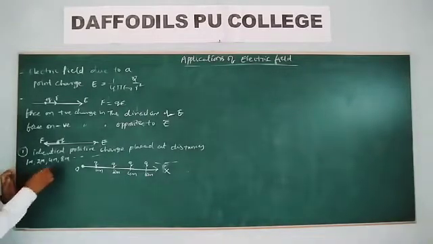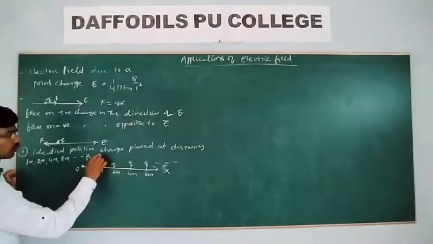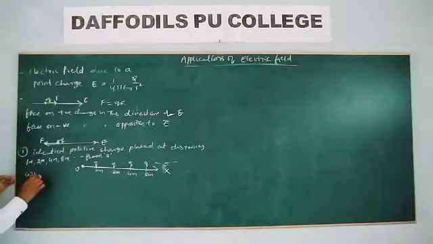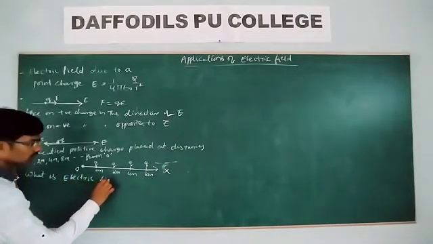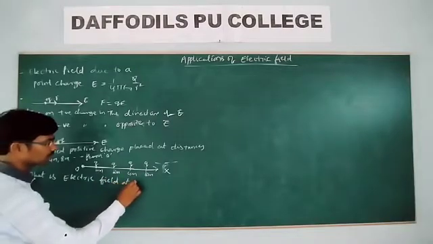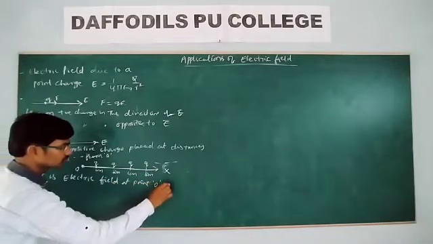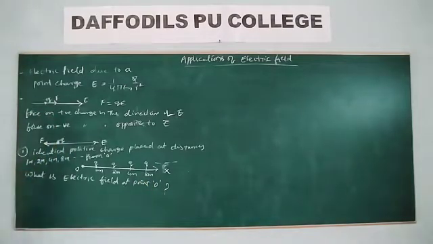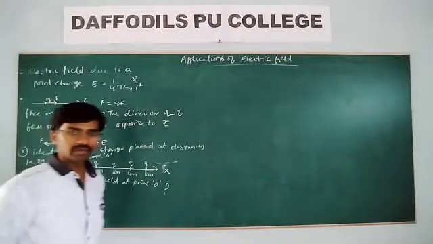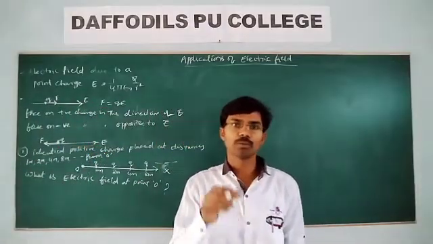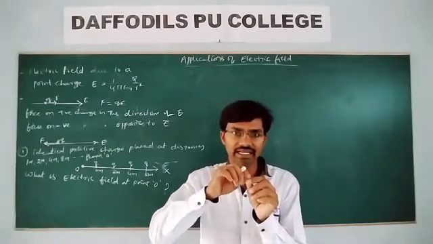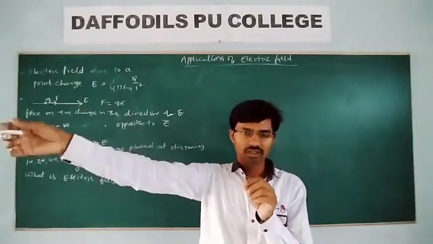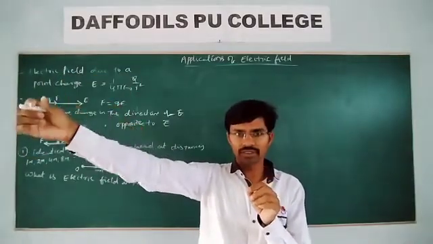Then what is the electric field at point O? What is the electric field strength? Remember once again the direction of the electric field. At any point due to a positive charge, the direction of the electric field is radially outward, away from that charge. Due to a negative charge, the direction of the electric field at any point is towards the source charge.